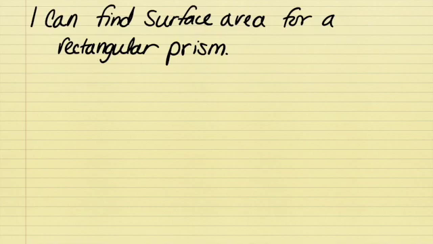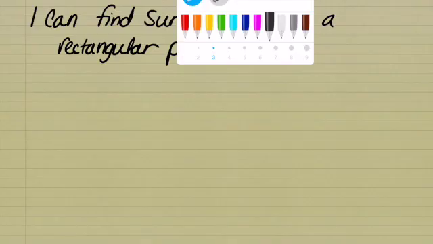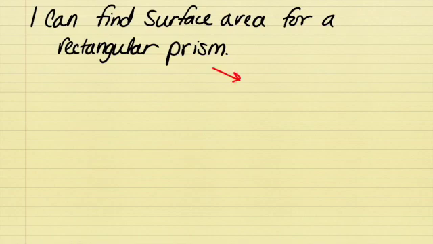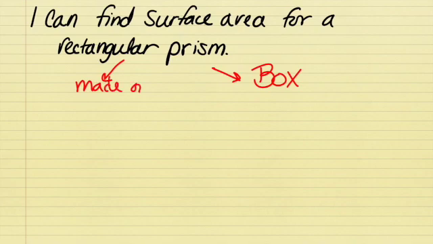And a rectangular prism, weird word. All it really means is a box. The word prism just means box. It's a box, and rectangular means that it is made out of rectangles. So it's a box made out of rectangles. So a normal looking box, basically, what we're used to seeing. You know, the Amazon box that shows up on your door.